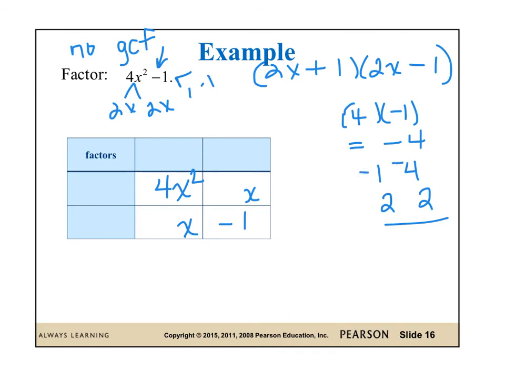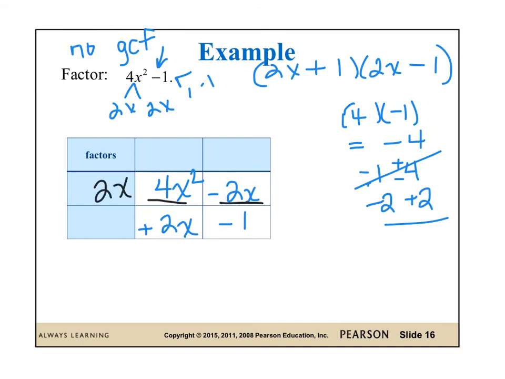Negative 1 plus 4 isn't going to give us 0. Neither is positive 1 minus 4. So we know that one's out. It has to be plus 2 and minus 2. Now that we've got that, we can find our greatest common factors.